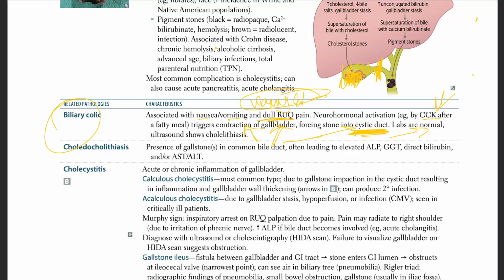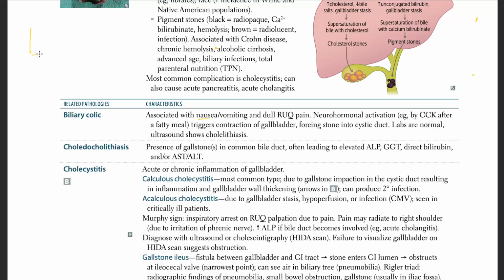Okay, let's talk about cholelithiasis. This is the presence of gallstones in the common bile duct. So for this, let me just draw the normal so that you can see. Let's just draw it here.